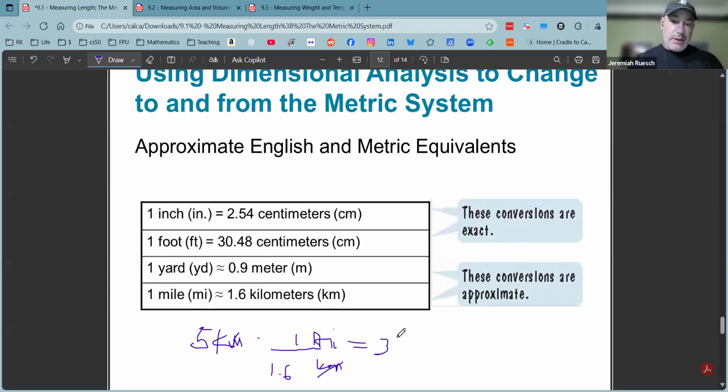And so it's about 3 and an eighth of a mile. So it's not exactly 3 miles. It's 3 and a little bit more. And this is very approximate. So this is very rough. So we say 5K is about 3 miles, but it's a little bit more.